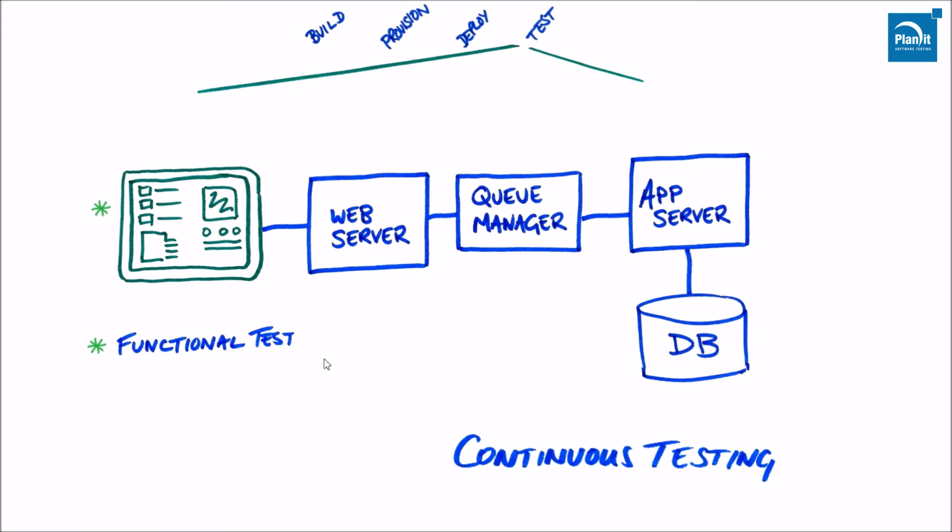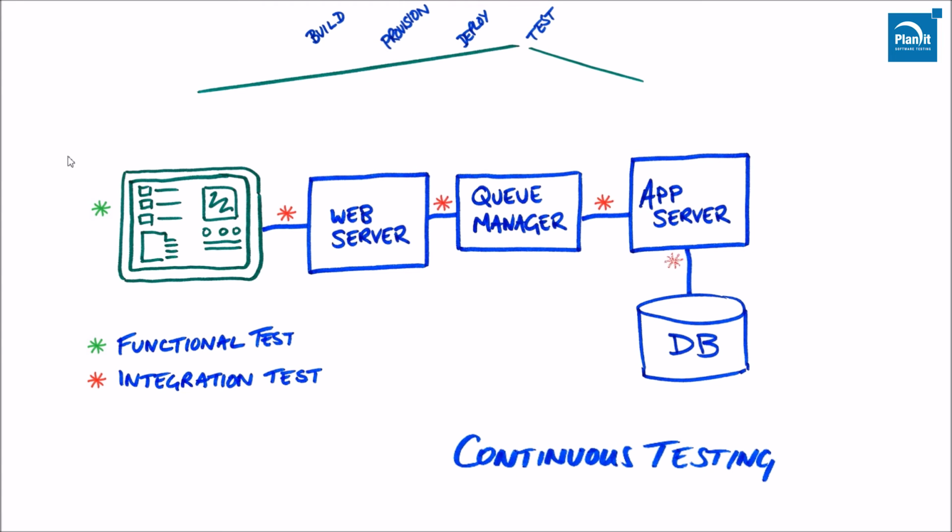And the first level is functional testing. An automated functional test tool will allow you to create user journeys at the client user interface to verify that the functionality works. These automated tests can be rolled up and run as part of a continuous testing approach.